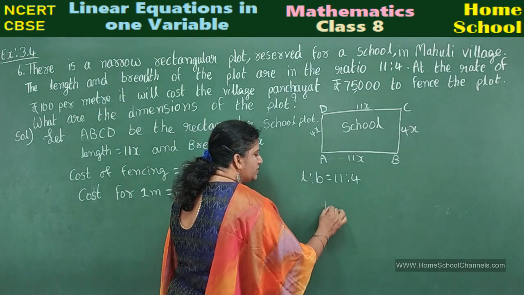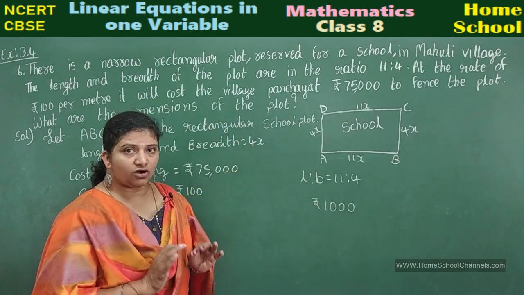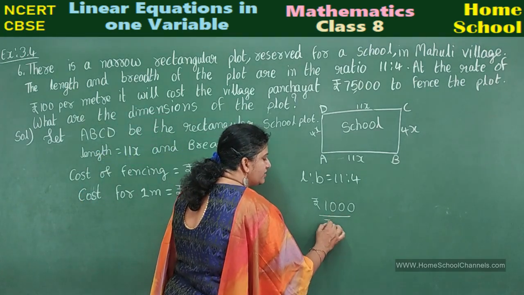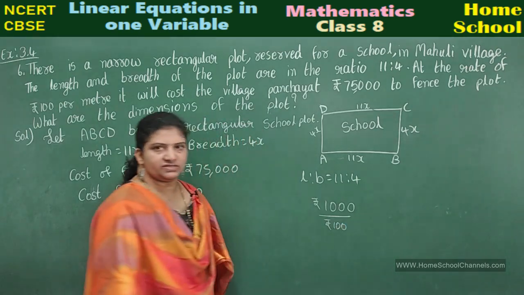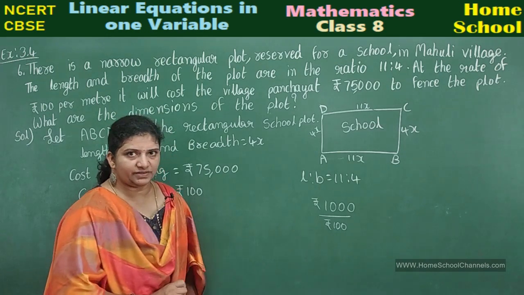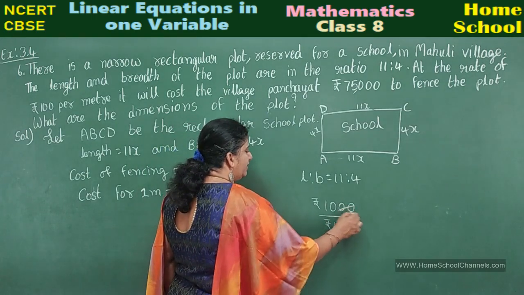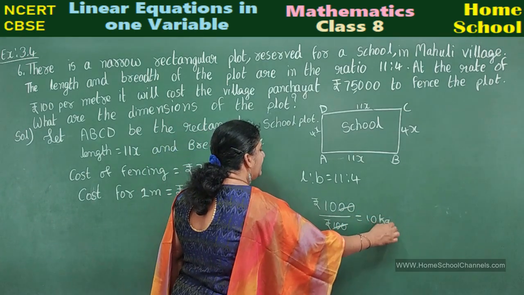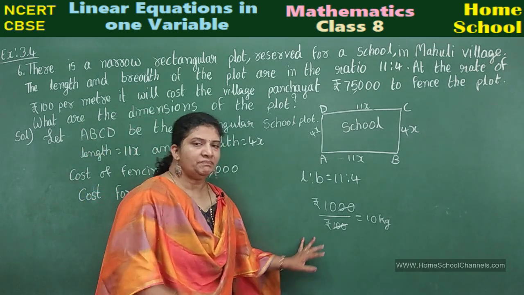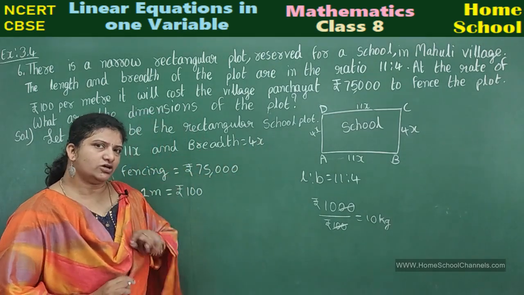See here, suppose I have 1,000 rupees worth of apples with me, and each kg costs 100 rupees. Each 1 kg of apples costs 100 rupees. So how many kgs do I have in total? Just divide, cancel, and say 10 kgs of apples are there. Yes or no? In the same manner, I know the cost to fence this rectangle and each meter cost also I know.